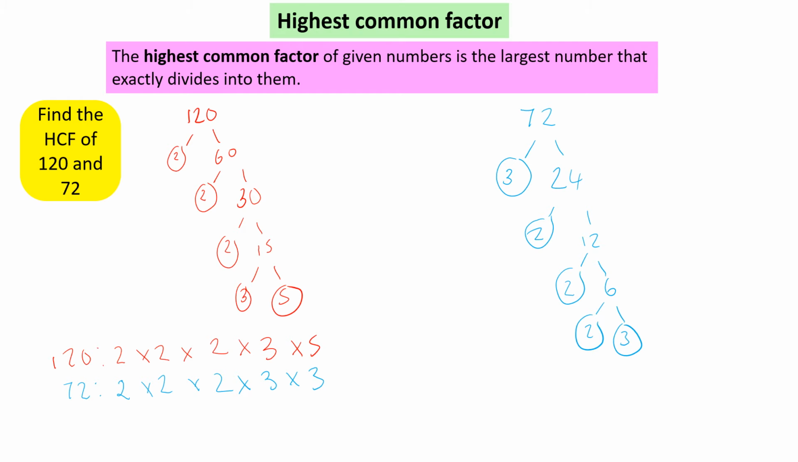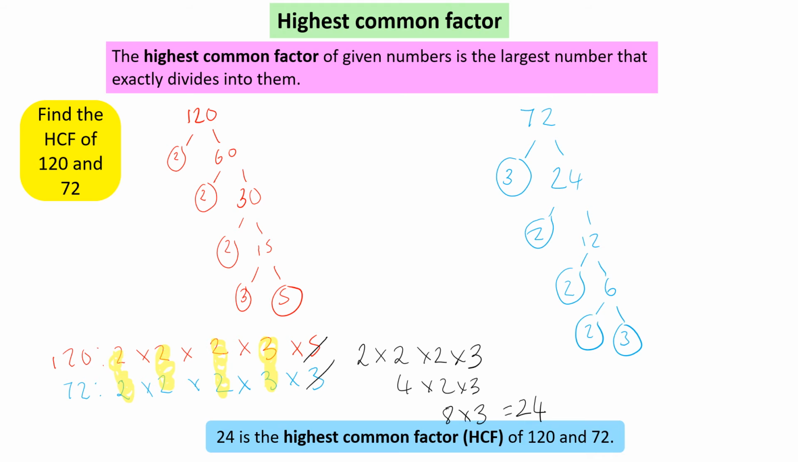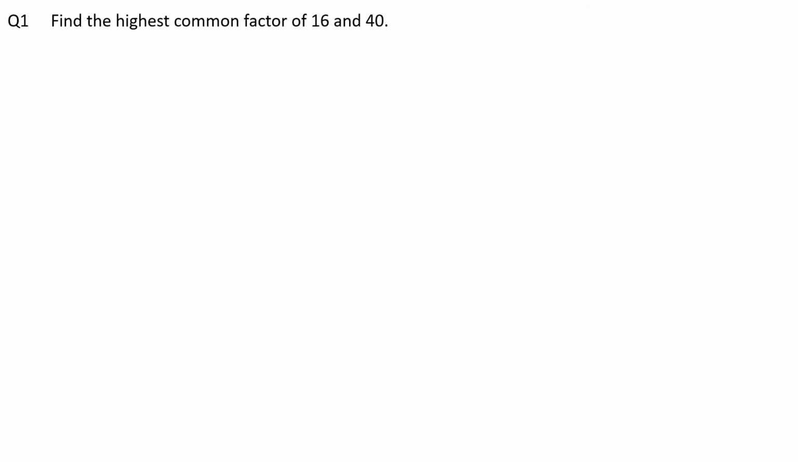Now I'm looking for common factors, so we can see that they've both got a 2, so I'm going to highlight that first one. They've got another 2 each, another 2, both got a 3, and this end one is a different factor, isn't it? So let's get rid of that. And now what we do is we times them together. So 2 times 2 times 2 times 3. So 2 times 2 is 4, 4 times 2 is 8, and 8 times 3 is 24. So the highest common factor, the highest number that will go into both of them, is 24.